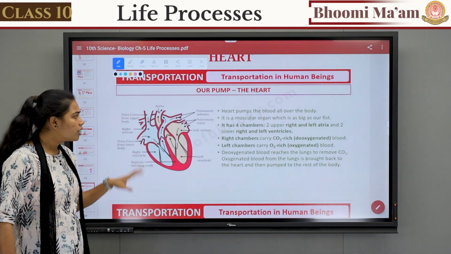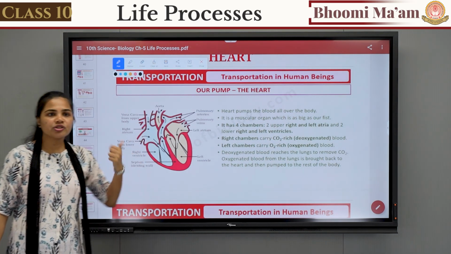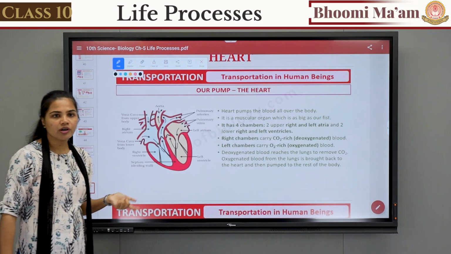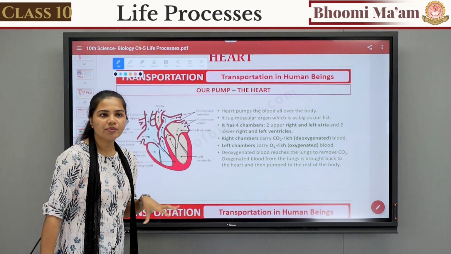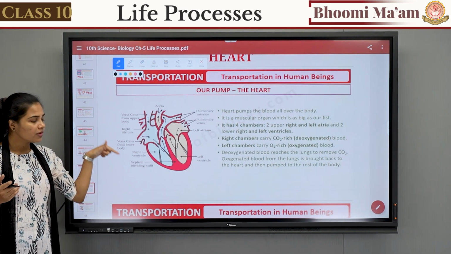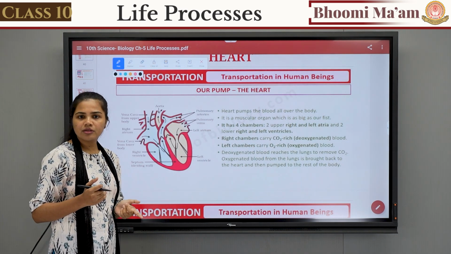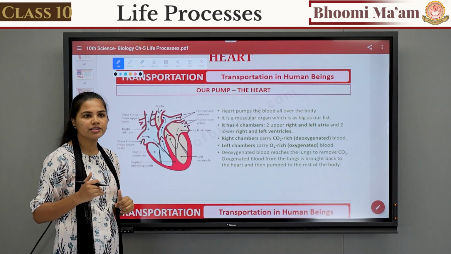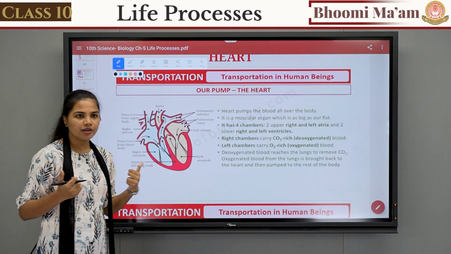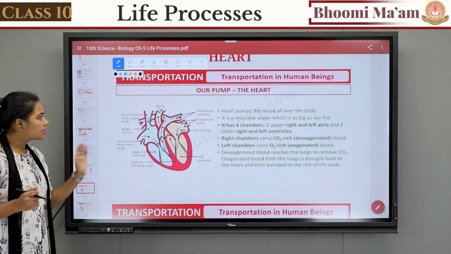That is, we have a 4-chambered heart. The human heart is how many chambered? 4-chambered. So the upper chambers are known as atria, this is the plural form, and atrium, singular form. So we have the right atrium and left atrium. Then 2 more chambers, the lower chambers, are known as ventricles: right ventricle and left ventricle. So in total we have how many chambered heart? 4-chambered heart, right?